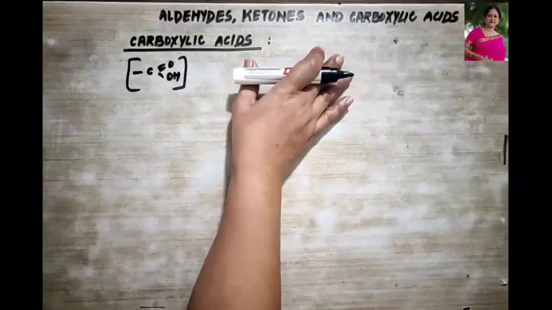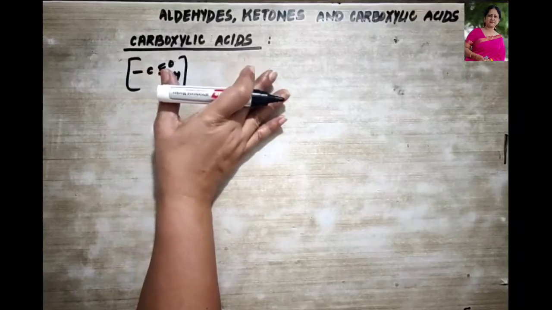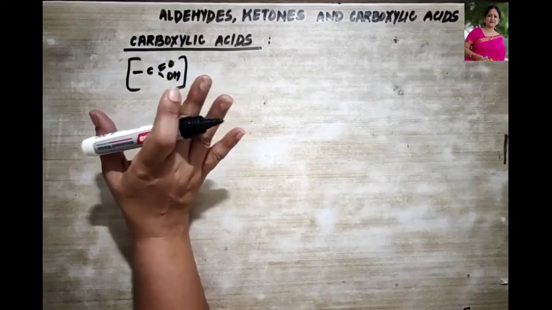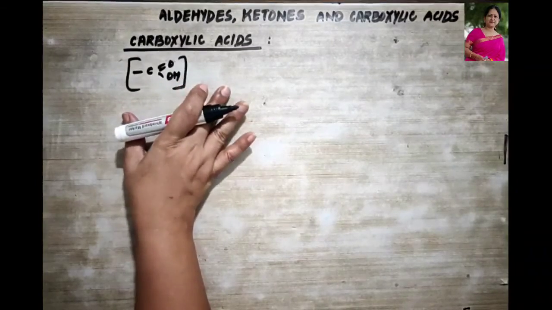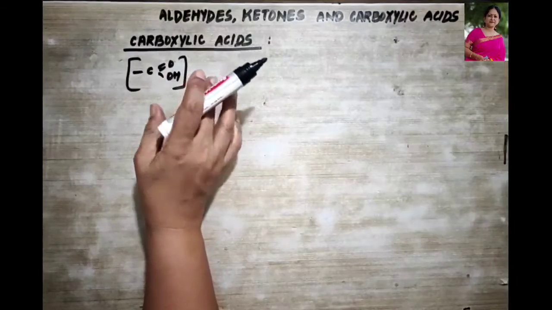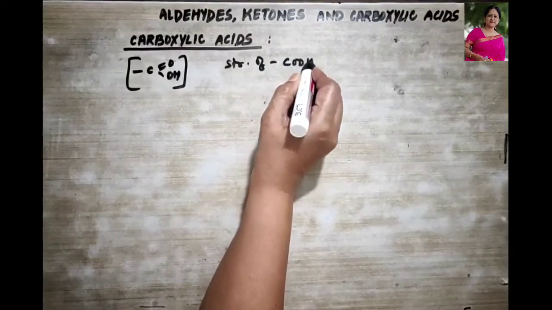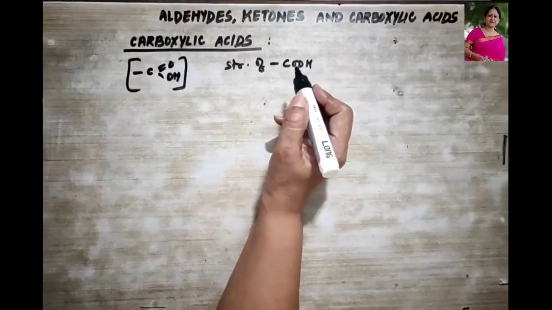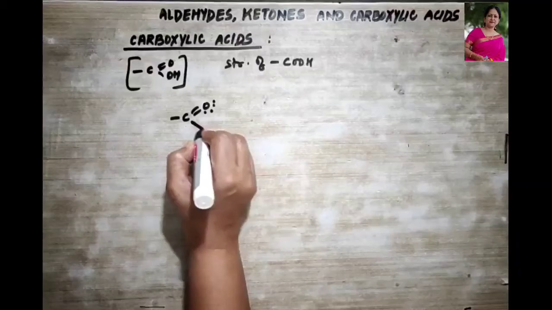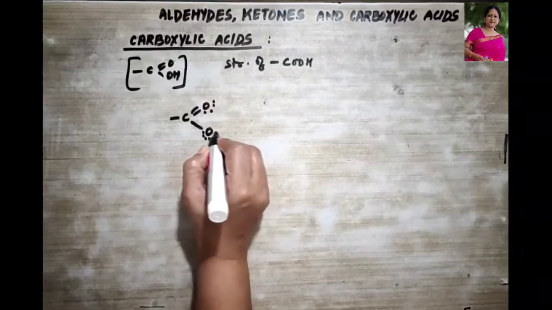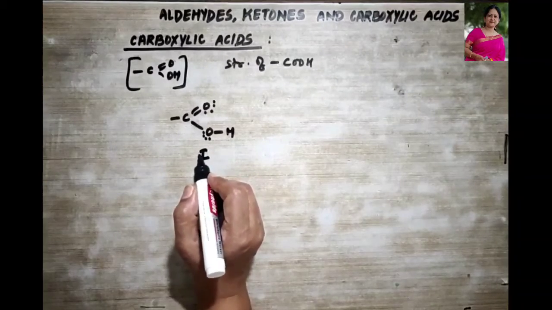Today in this chapter of aldehydes, ketones and carboxylic acids, we shall begin with the carboxylic acids. The organic compounds which contain carboxyl groups as their functional group are termed as carboxylic acids, right? Now let us understand the structure of this carboxylic acid, that is COOH, C double bond O, OH. This is the first structure that I would like to show you.